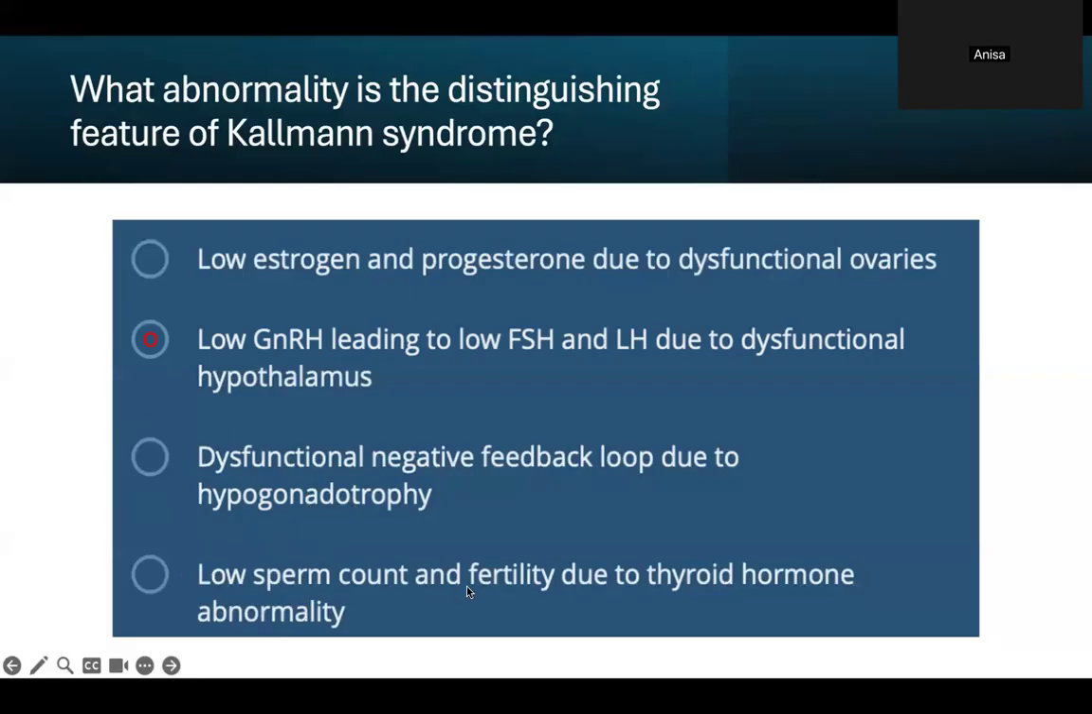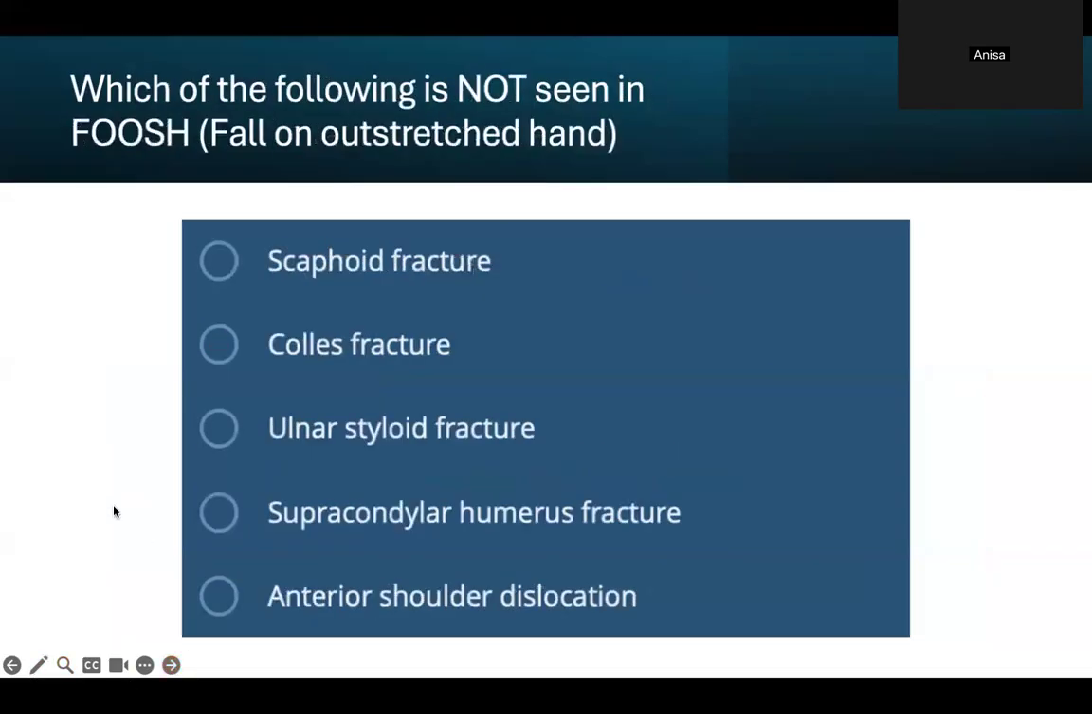And low sperm count and fertility due to thyroid hormone abnormality. So another thing that you're like, oh yeah, sure, this makes sense. Like low fertility is seen in hypothyroidism, but it's not Kallmann syndrome. Okay, so things make sense, but it's not the right answer.